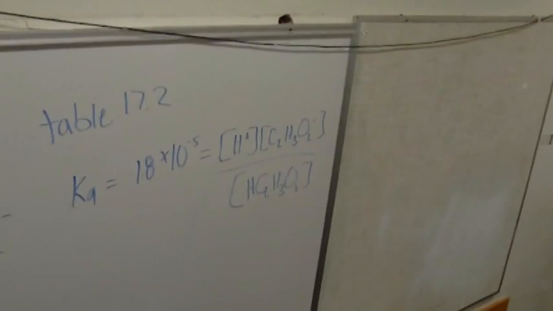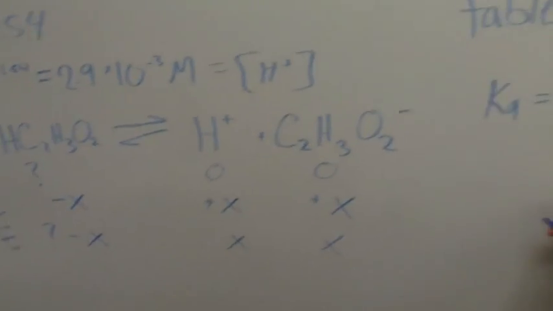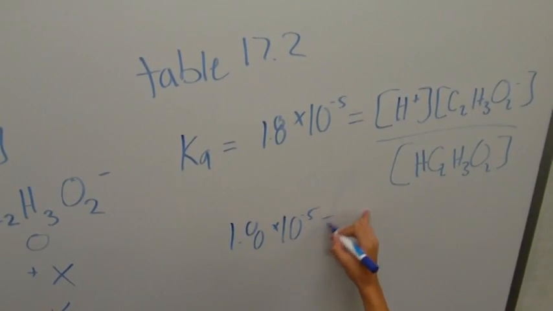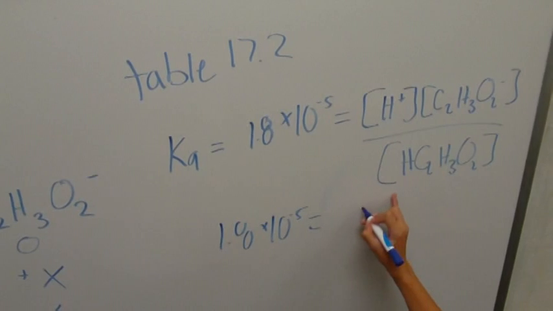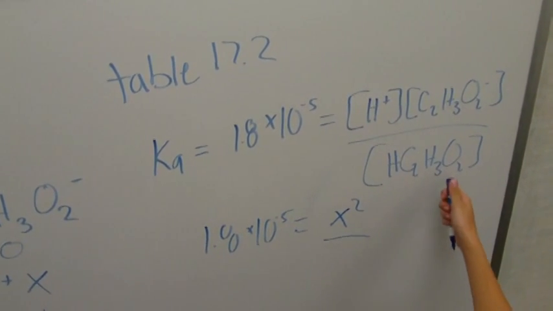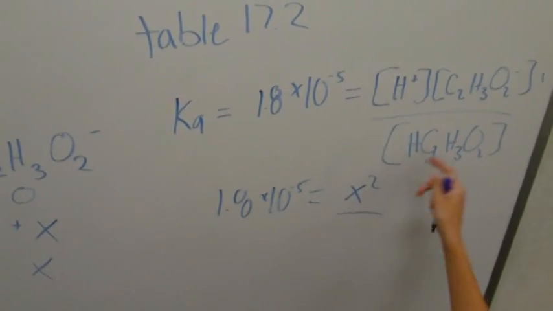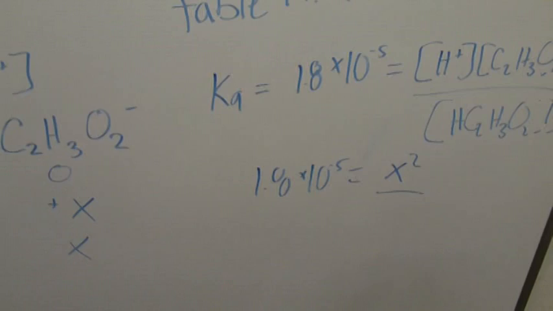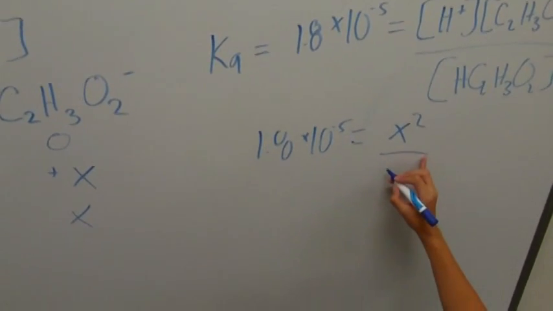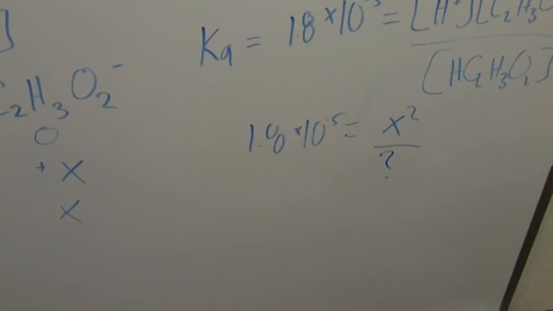And so what we're going to do is plug these equilibrium concentrations into that, so that we end up with 1.8 times 10 to the negative 5 equals, these are both x's, so it's going to be x squared. And this we're going to assume, since acetic acid is a weak acid and it doesn't dissociate that much, that it doesn't change enough to really make a difference. And so that's just going to be question mark instead of question mark minus x.